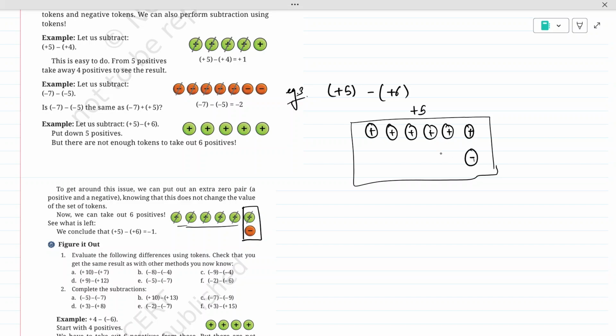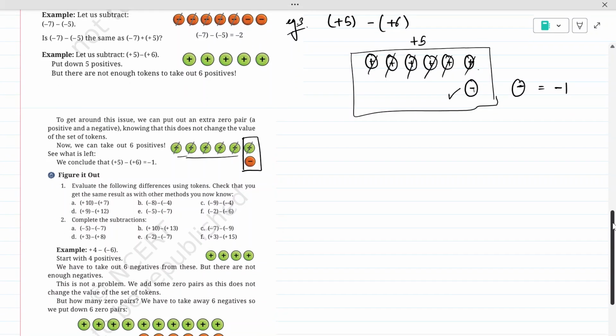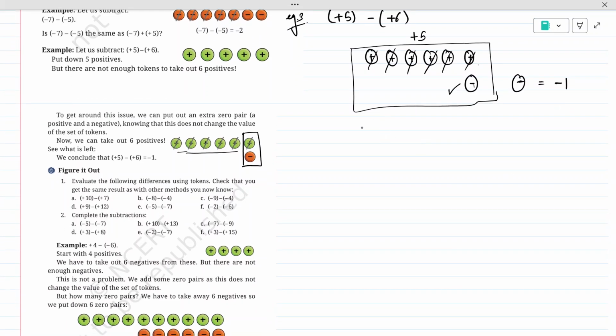Now what we have to do is subtract plus 6 from this. So 1, 2, 3, 4, 5, 6. We have subtracted 6 positives and we are left with only 1 negative. This is the answer. Okay. So kids, you need a lot of practice to do such questions, but believe me, they are very easy and fun to do. Now let's start with the Figure It Out first question.